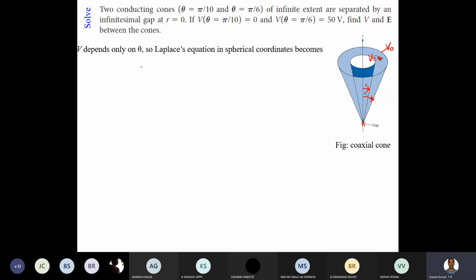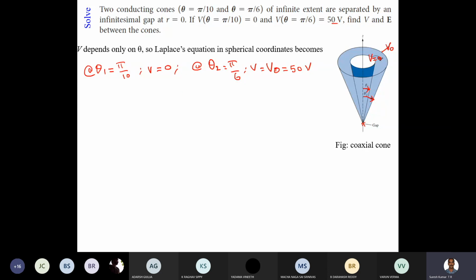Now first let us write the boundary conditions given. When theta equals the inner cone angle theta 1, which is given here as pi by 10, the potential is 0. The other condition is theta 2, which represents the outer cone or outer conductor. Theta 2 is pi by 6, and there the potential is V naught, which is equal to 50 volt. So this is the detail available.